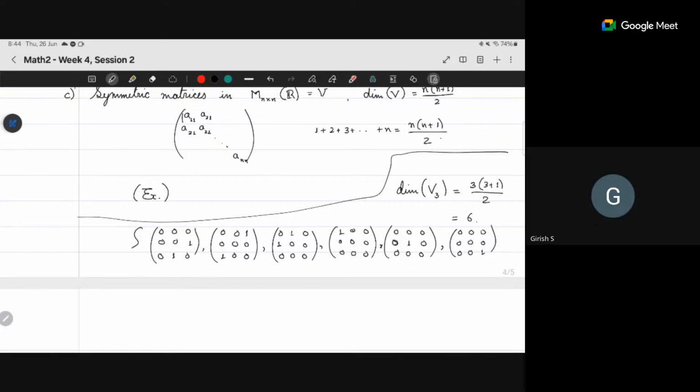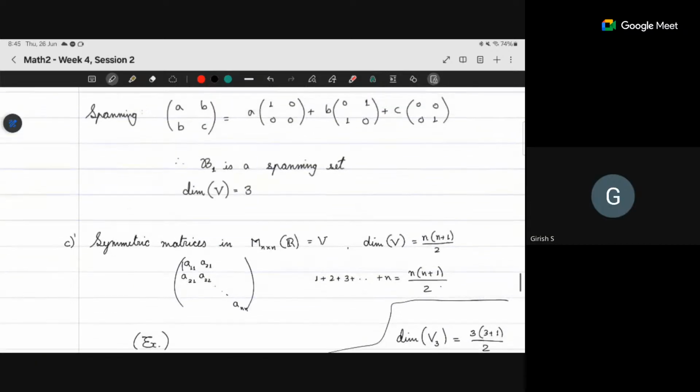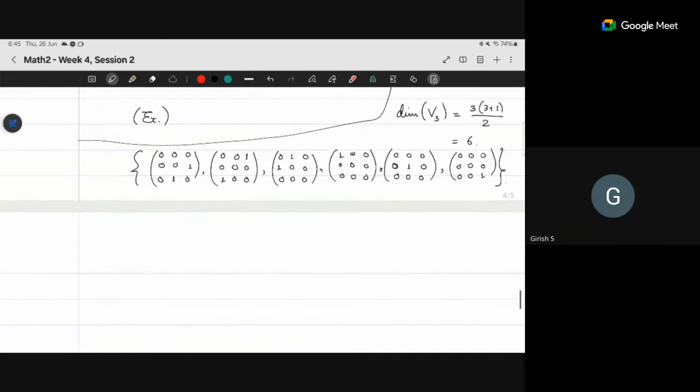You can check that this is a basis. More generally, you will get one basis element for each diagonal entry, of which there are 3. And then you'll get one basis element for each off-diagonal entry, either on the upper side or on the lower side, because one of them determines the other. So that's symmetric matrices.